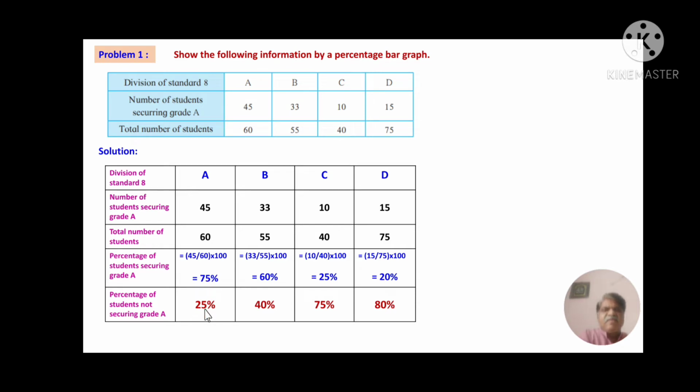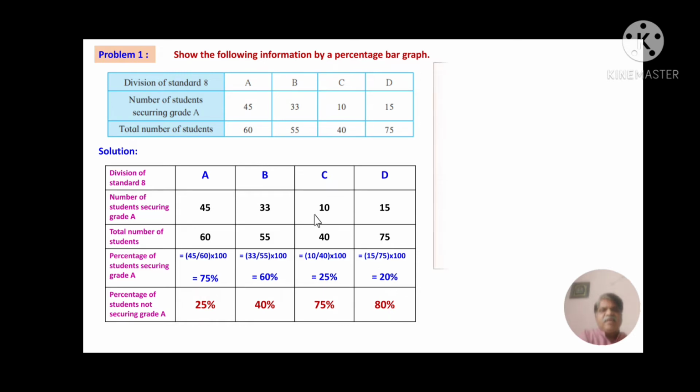Means here they have secured grade B, grade C, like that. Those are the 25 students. And for the division B, it is 100 minus 60%, that is 40%. For division C, it is 100 minus 25, that is 75%. And for the division D, it is 100 minus 20, that is 80%.